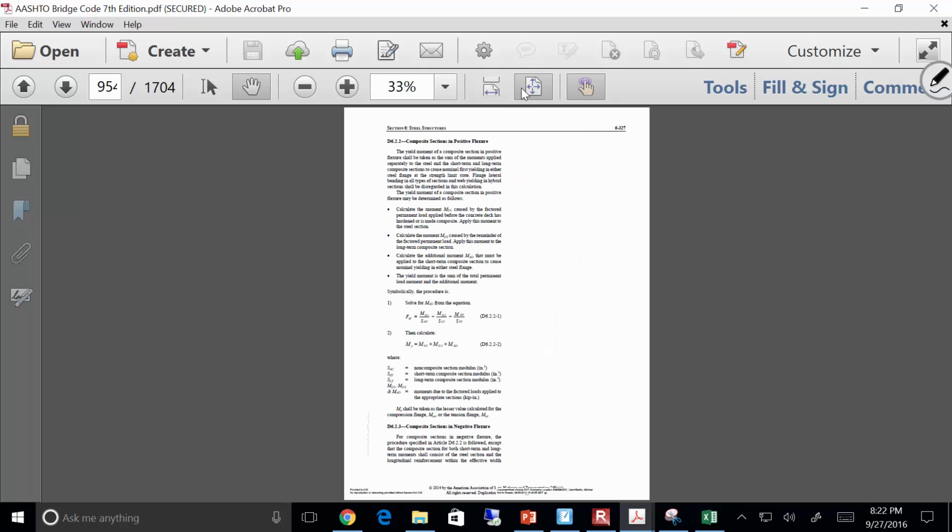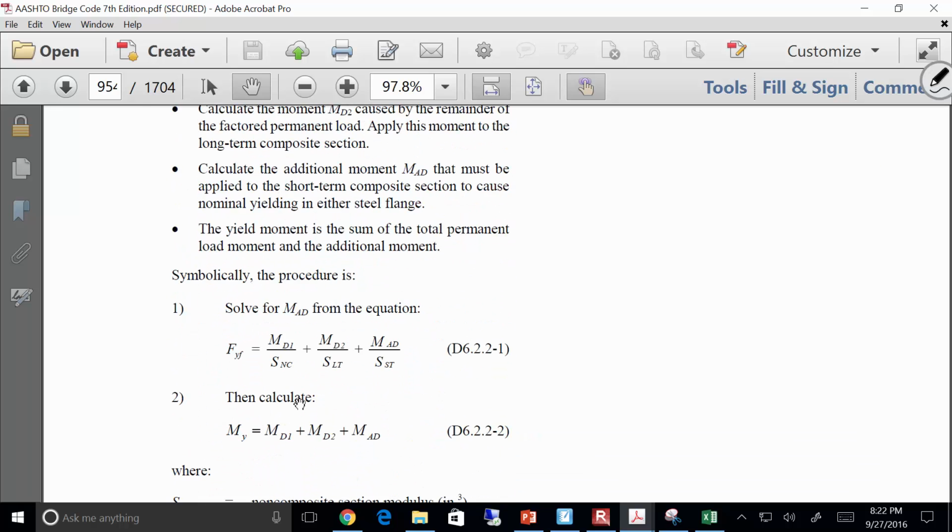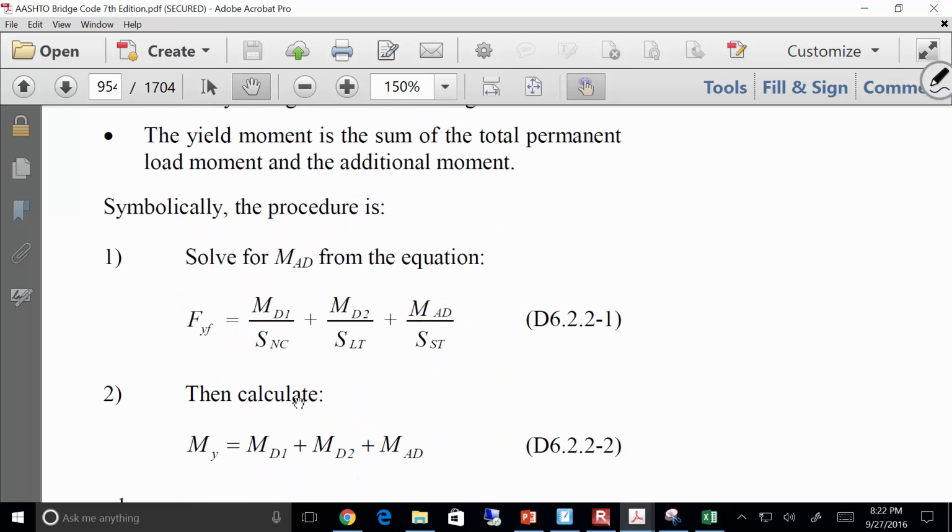If you've got a composite section, remember this, we've got to solve our equation for the yield stress of the flange. In other words, we're trying to figure out how much additional moment is going to yield this shape. Make sense? Then once we get that, add up all the moments, we've got the yield moment. Sound good?